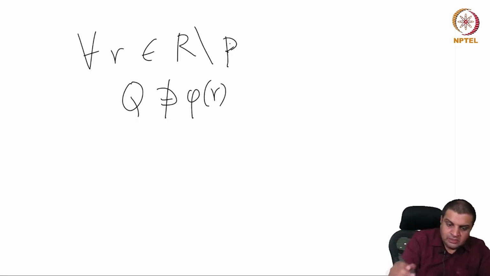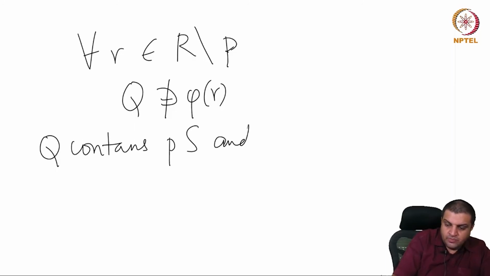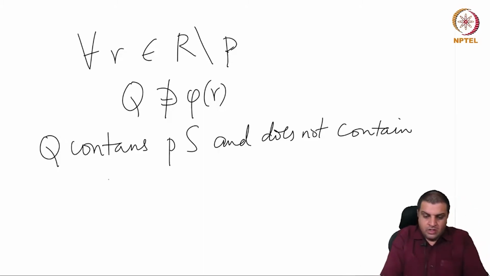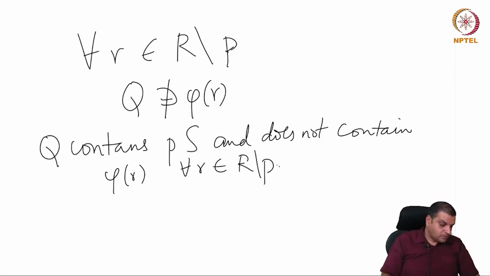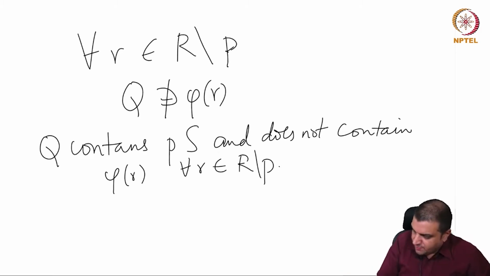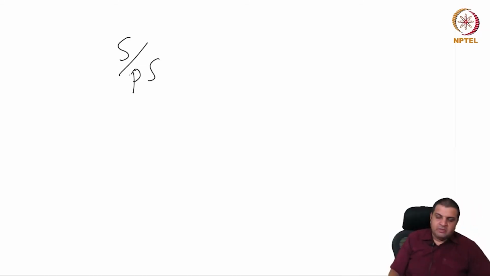Okay, so let's put these things together. Q contains PS and does not contain phi of r for all r in the complement of P. When can this happen? We can think of S mod PS. First of all, Q has to correspond to a prime like this.